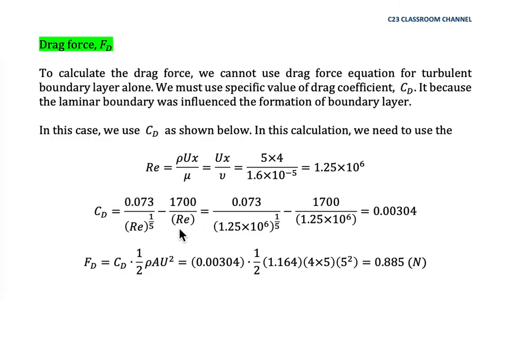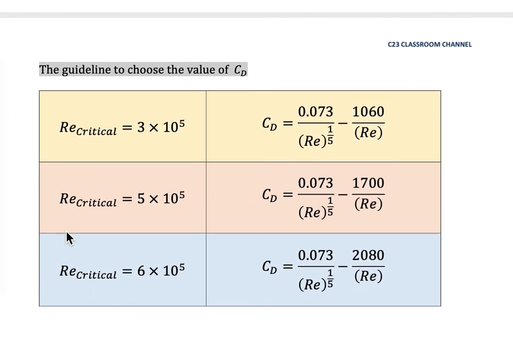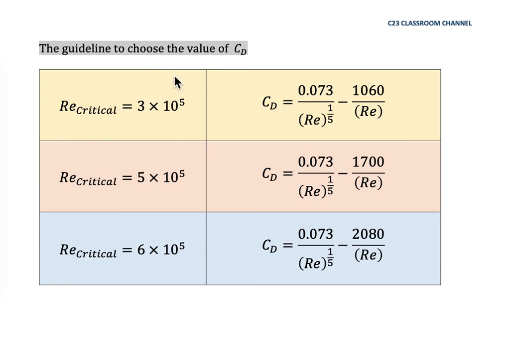So how do we determine this one? It needs to be determined with an empirical method. This is not a part of this syllabus, but what I could show you is the guideline to choose the value of CD. It depends on our critical Reynolds number. If the critical Reynolds number is 3 times 10 to the power of 5, we need to use this drag coefficient. And if 5 times 10 to the power of 5, this is the CD for this one, and for 6 times 10 to the power of 5, this is the official value of drag coefficient.